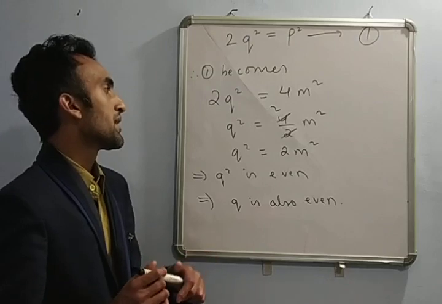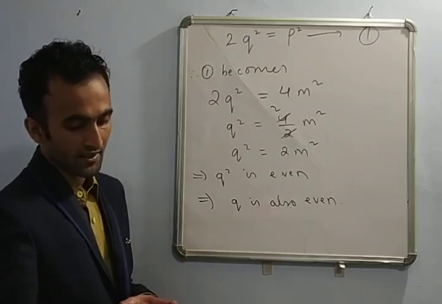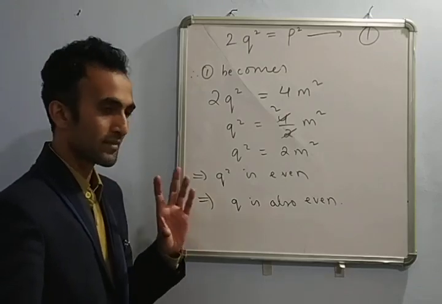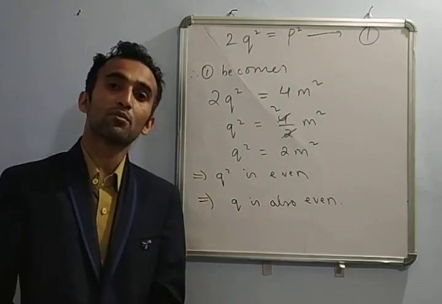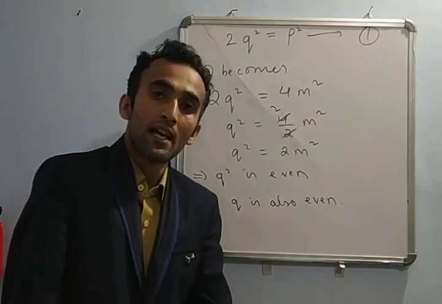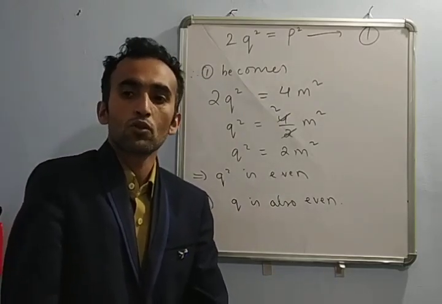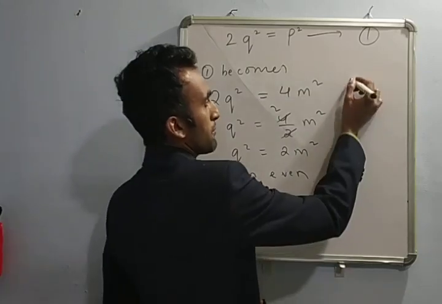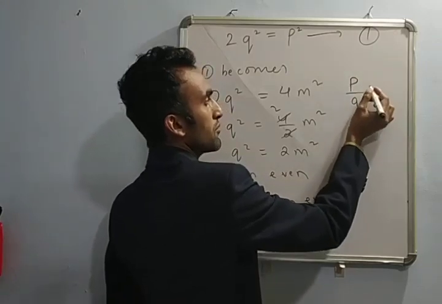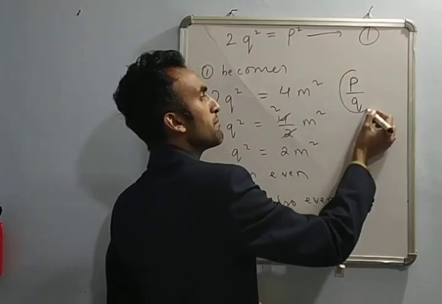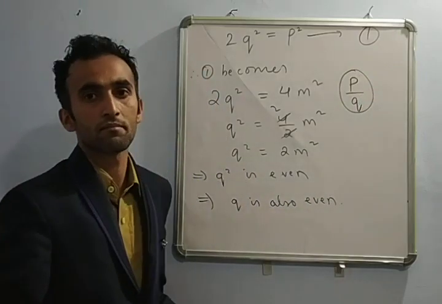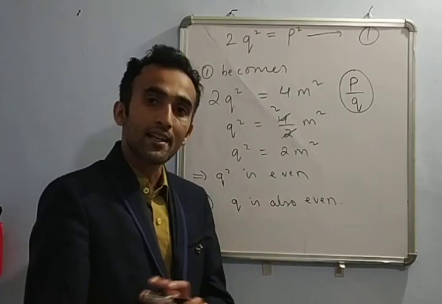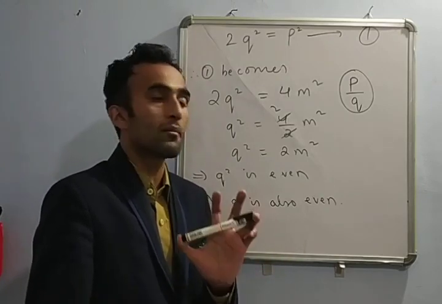Yes. Now what can I infer from both things? Try to see what I proved. I proved that P is even and Q is also even. So what was my assumption? My assumption was that P by Q is in simplest form, means it cannot be cancelled. That was my assumption. Means they don't have any common factors. That is called simplest form. They don't have any common factors.